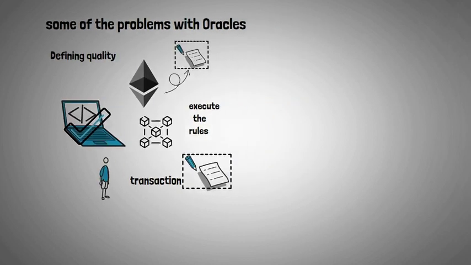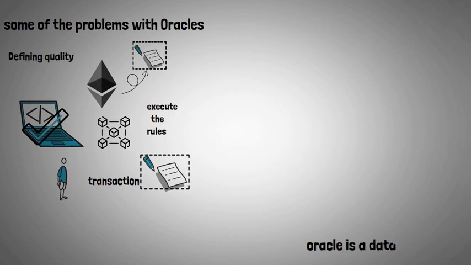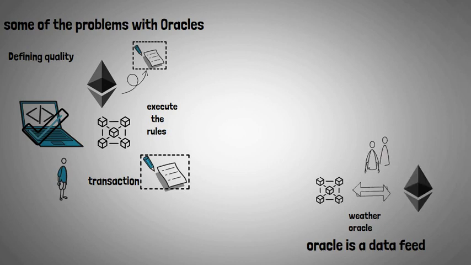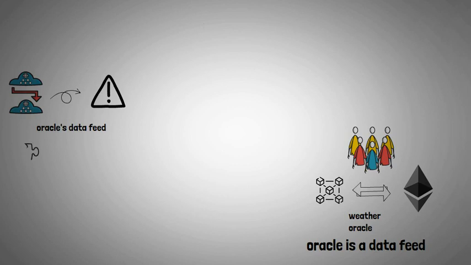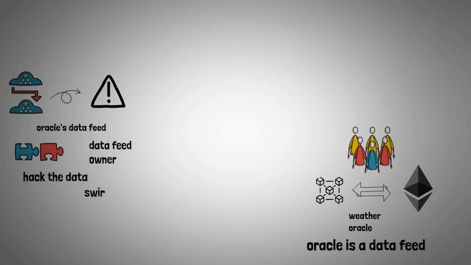However, an oracle is a data feed run by an entity. In the above example, it's a weather oracle. Blockchains like Ethereum were created to move away from third parties, yet an oracle is one. Trusting a data source can lead to issues. The owner of an oracle's data feed, for example, could post inaccurate data to sway smart contracts in favor of the data feed owner. Alternatively, someone could hack the data feed to swing the data in their favor.